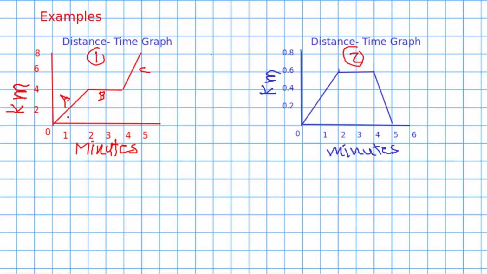In section A, this car was moving with a constant speed for 2 minutes, and it covered a distance of 4 kilometers. As you see here, the end of this section is at this point, which corresponds to 4 kilometers. A straight line in a distance time graph means a constant speed. So here the car is moving with a constant speed.